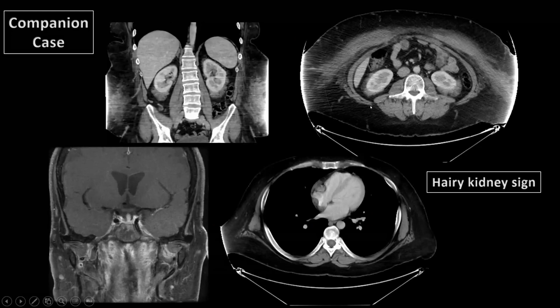the disease due to its hairy-like appearance with fluffy appearance into the perinephric fat, with the interposed fat in between, giving the hairy kidney sign. We have also here a characteristic appearance with periatrial soft tissue nodules, and in the brain of this patient, we had the thickening and enhancement of the pituitary stalk.